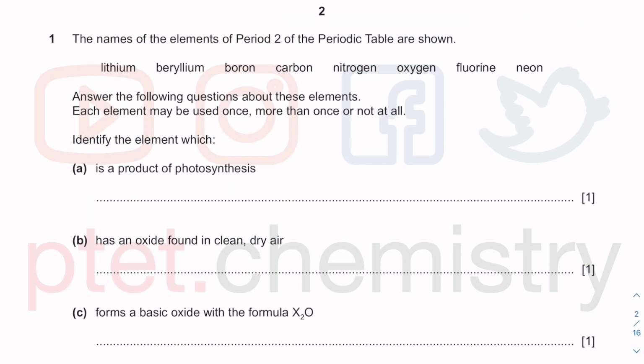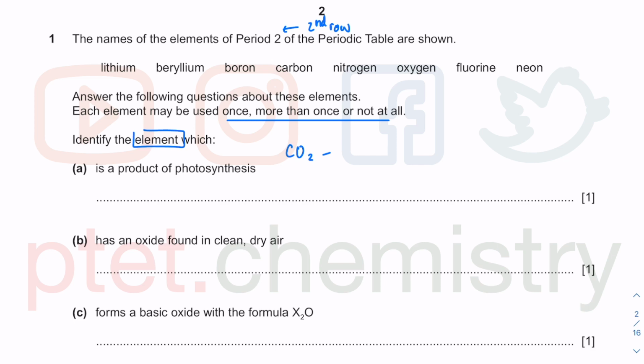In this first question, we have got these names of elements. These are period 2 chemistry, so these are the second row of the periodic table, starting from lithium all the way to neon. You can use these once, more than once, or not at all. Identify the element which is a product of photosynthesis. Number 1, these are period 2 elements. We can see that they ask for an element which is a product of photosynthesis.